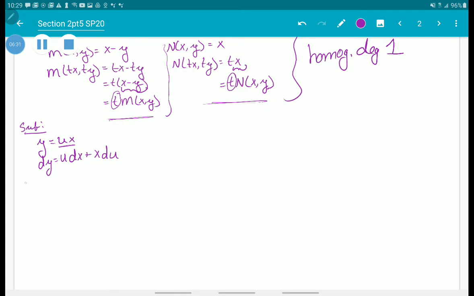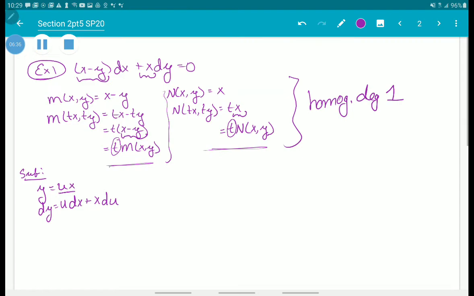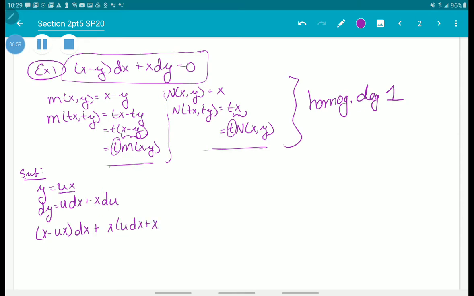So now let's substitute all of this in. And remember, we're substituting it into our differential equation up here. So we have x minus y times dx plus x times dy is equal to 0.